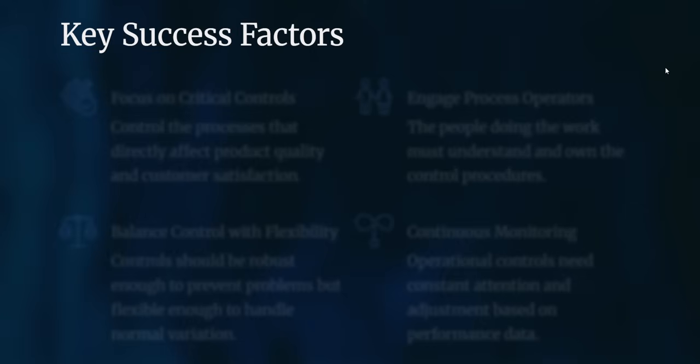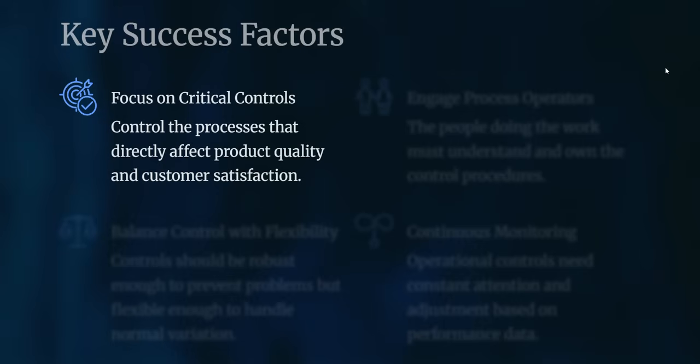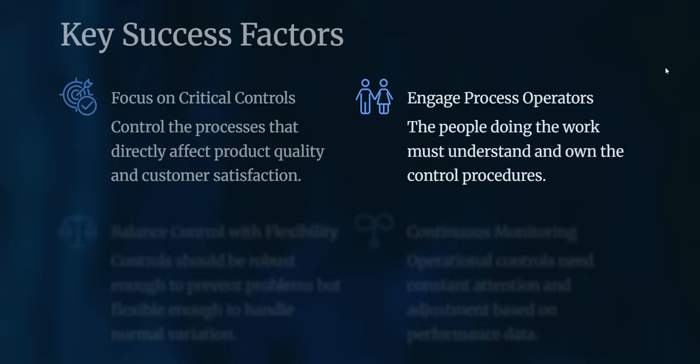Key success factors to make sure that your operational control is successful. First, focus on critical controls by controlling the processes that directly affect product quality and customer satisfaction first. Second, engage process operators. You must engage the people doing the work, because people who are doing the work must understand and own the control procedures.